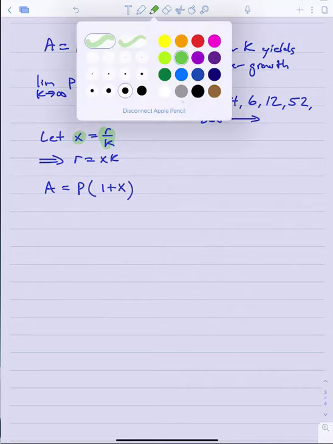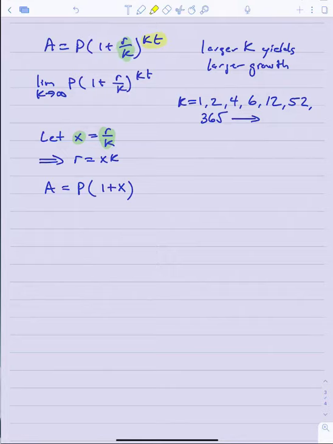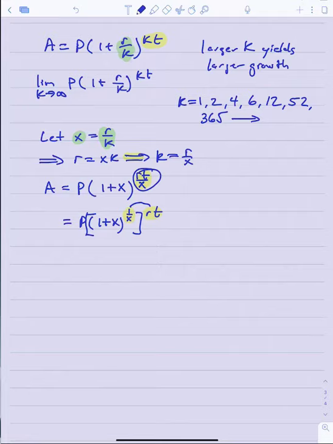and then what goes in the exponent in my formula? It's kt. What's k? Either one of these lines will tell me that k is equal to r over x. So that means kt should be rt over x. Notice that is P times (1 plus x) to the 1 over x, raised to the rt. You can see what I've done there is separate this exponent into two factors. And when I multiply those together, that definitely gives me the rt over x.